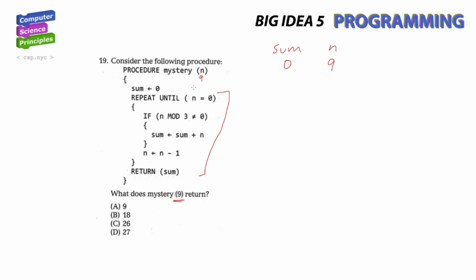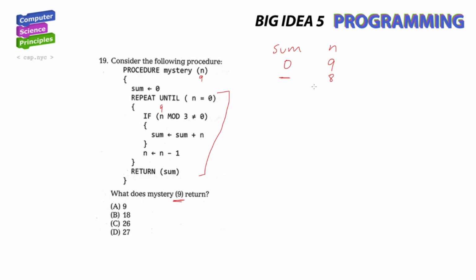So when this 9 is here, 9 mod 3 gives us a remainder that is 0. So this statement, 0 is not equal to 0, is not true, so it's not going to run the change in the sum. But it is going to get to this point right here where it deducts 1 from that n. So when it deducts 1, this becomes 8.